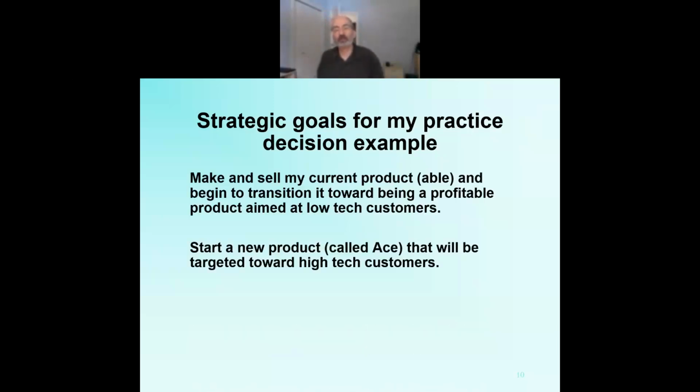Okay, strategic goals for my practice decision example. I'm going to make and sell my current product, Able, and begin to transition it towards being a profitable product aimed at low-tech customers. It's stuck in the middle right now, which you can survive right now because everybody is. But that's going to be a tough place to be as people begin to customize towards the two areas. Then I'm going to start a new product called Ace that will be targeted towards high-tech customers.